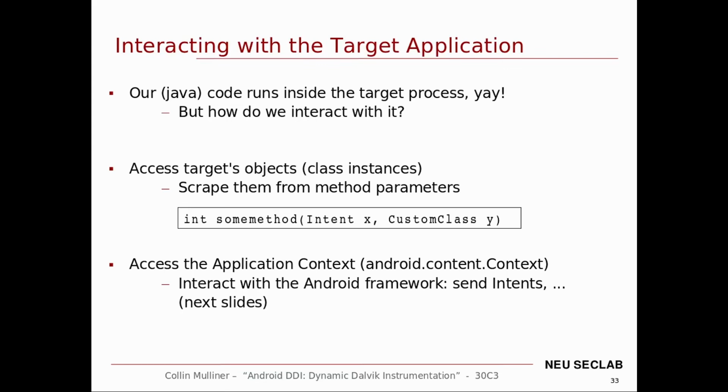But in order to interact with the application, you really need access to the application's objects, so to the class instances. There are a couple of methods you can use for that, for example method parameter scraping. You can hook a method in the process that gets, for example, an Android context parameter passed in, and then take the instance or pointer to that class instance and pass it along to our instrumentation framework, which can then, for example, send intents in the system and so on.